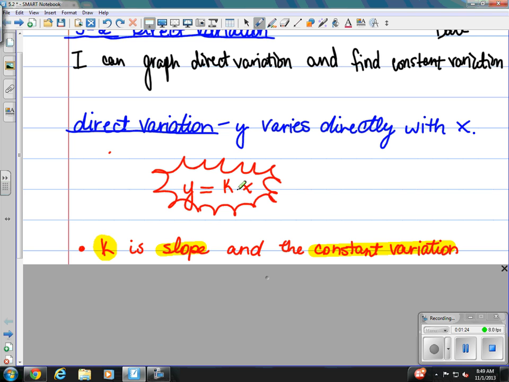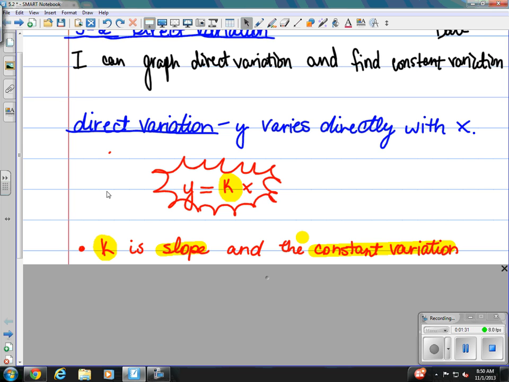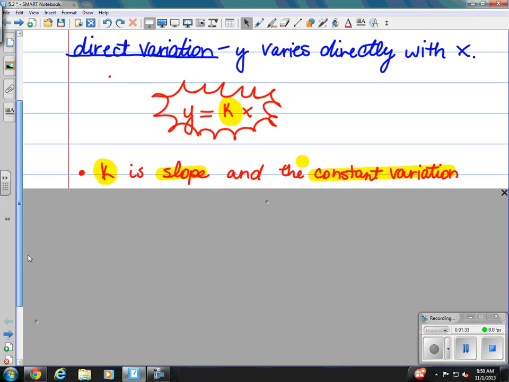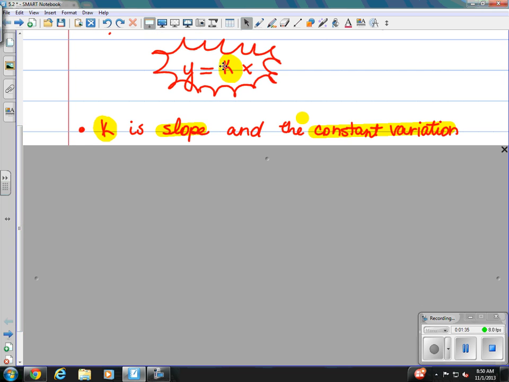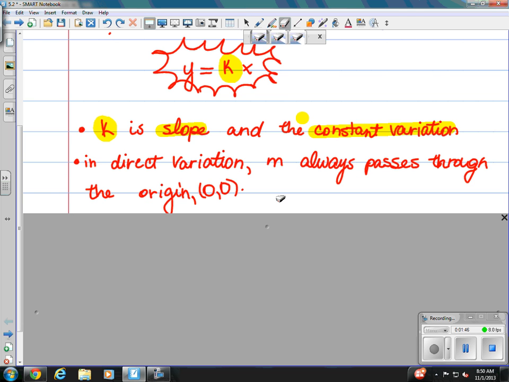If you notice, k is right beside your x, so the coefficient with x is going to be your slope. Whatever's in front of your x is going to be your slope. And what we will see later on is that it will change to an m. So k for today is our slope. And it says in direct variation, the line always passes through the origin. So that means the first point we'll plot will be 0, 0.